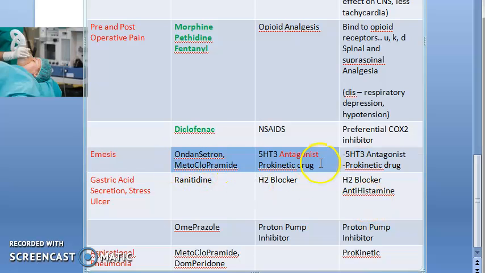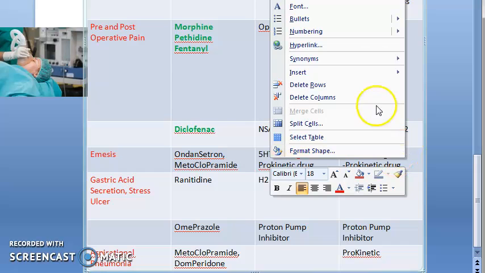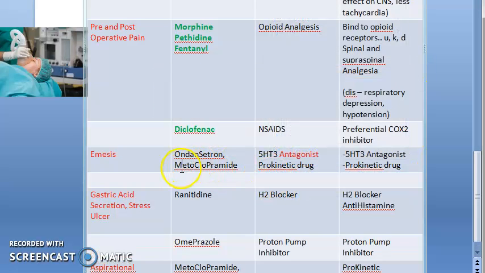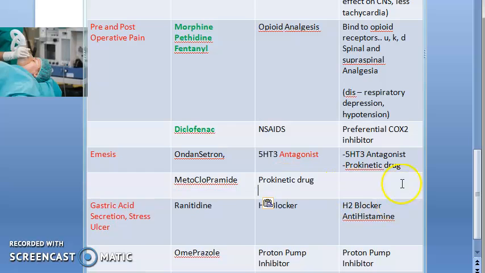So, as metoclopramide has some side effects, okay, hold on, let's make another row here. How do you make another row? Insert a row below, okay. Bring this metoclopramide here. See, metoclopramide is a prokinetic drug. It can also be used as antiemetic. But the problem with this is disadvantages are EPS effects. Extrapyramidal side effects are more.